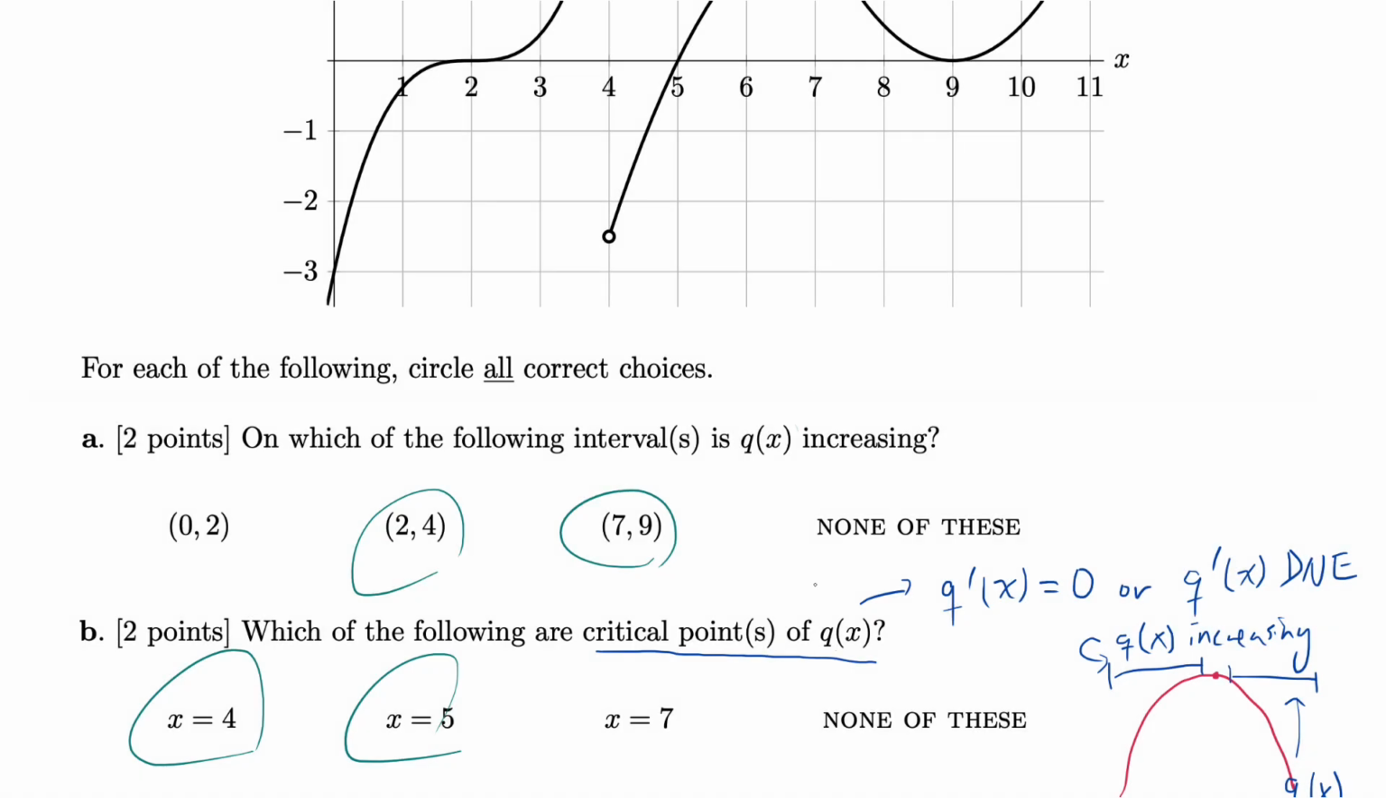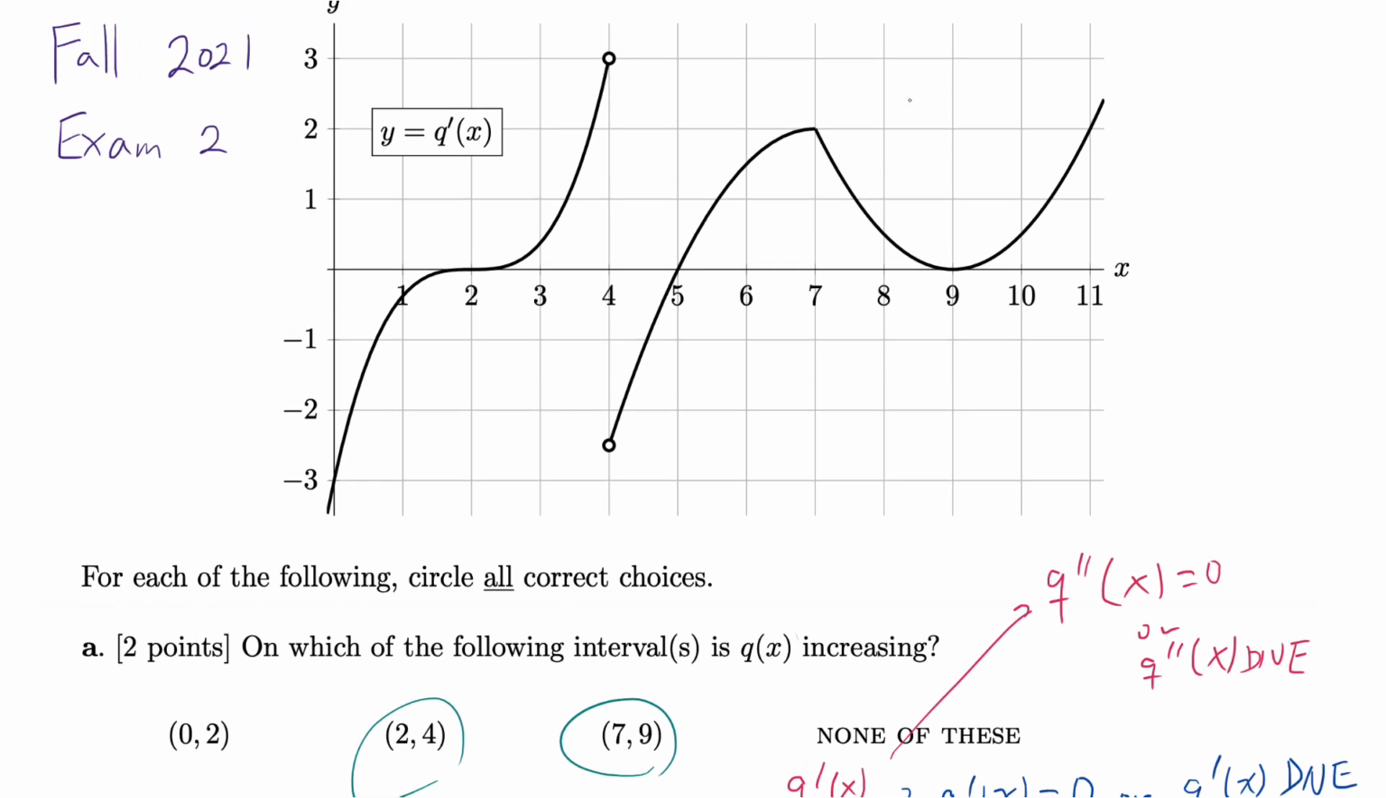Now, just to consider one more variation, I can consider changing this to critical points of q prime of x rather than critical points of q of x. Now the question changes because critical points of q of x is when q prime is 0 or q prime of x is undefined. So critical points of q prime of x will now be where q double prime, so when I differentiate it one more time, is 0 or q double prime is undefined. So if I care about critical points of q prime, then now you want to see where the slope is 0 or undefined in this graph of q prime.